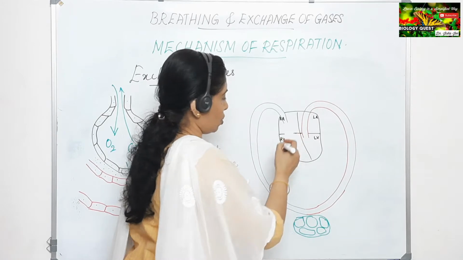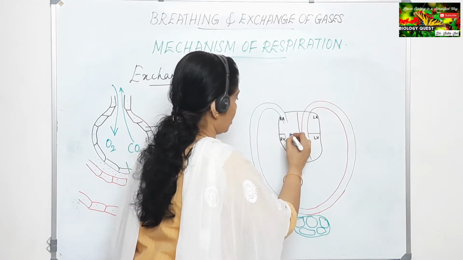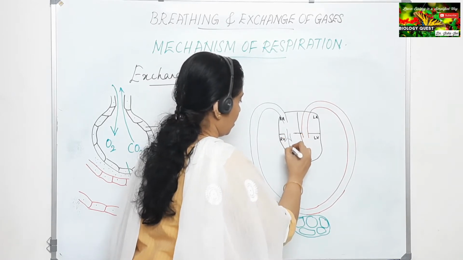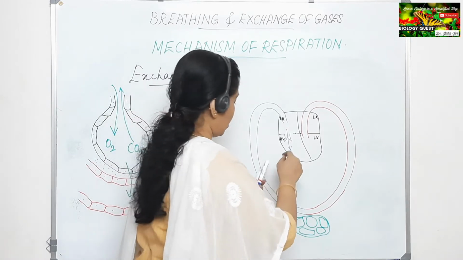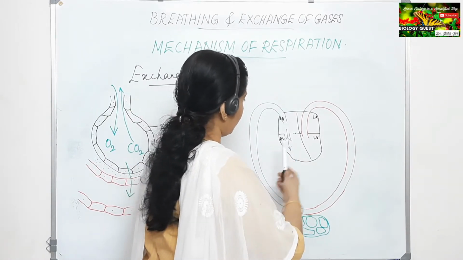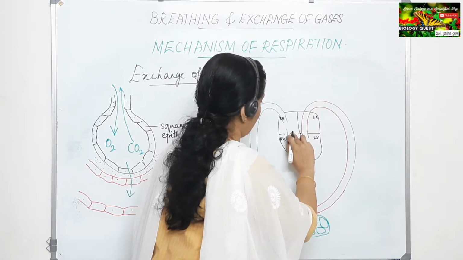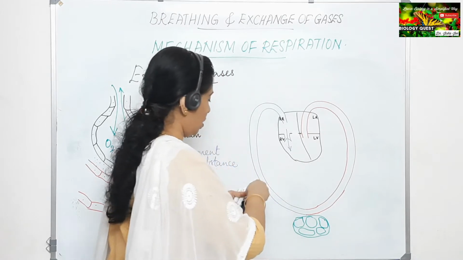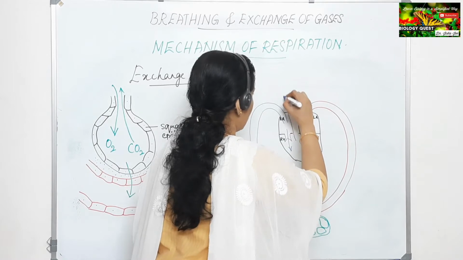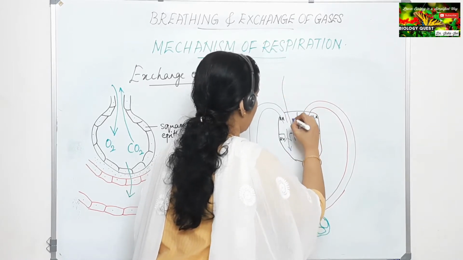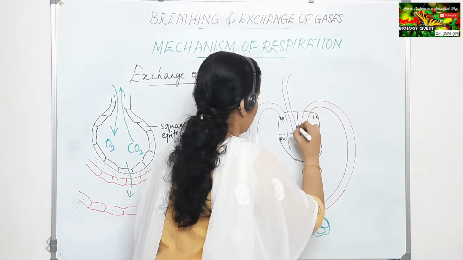It is poured into the right auricle. From the right auricle, it passes into the right ventricle. From the right ventricle, the deoxygenated blood is carried to the lungs for oxygenation.